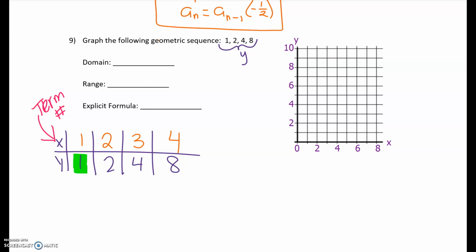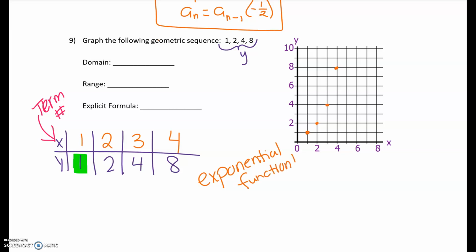So when I plot these, I'm going to go over 1 and up 1. That gives me my first term. Then I'm going to go over 2 and up 2. Then over 3, up 4, and over 4, but up 8. What does that look like? Hopefully you notice that it looks like an exponential function.